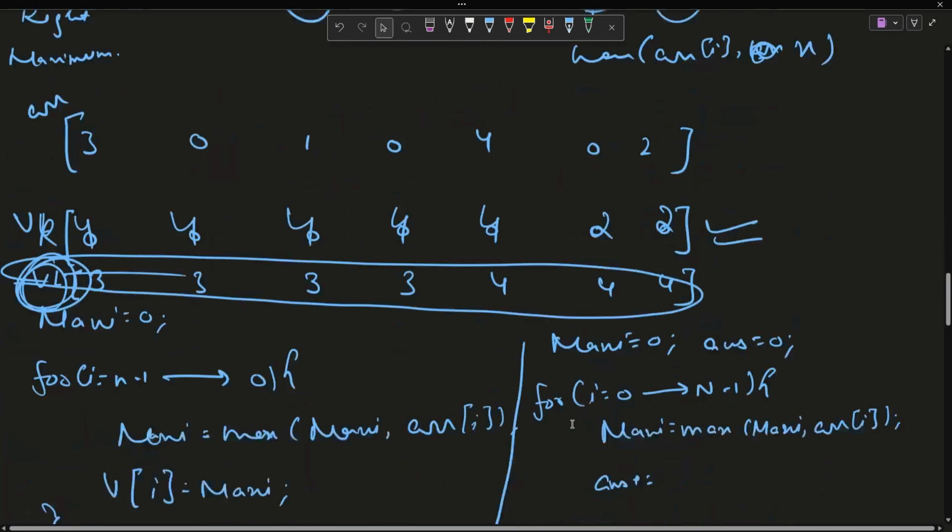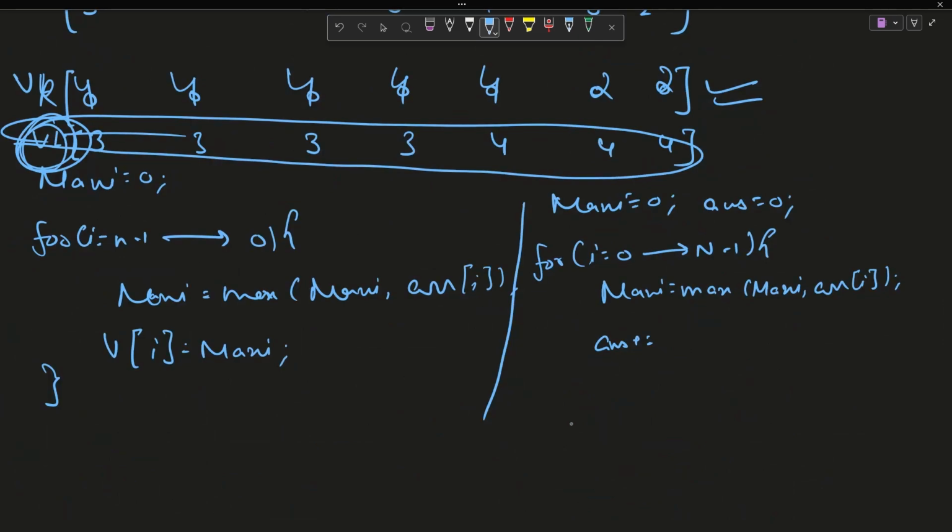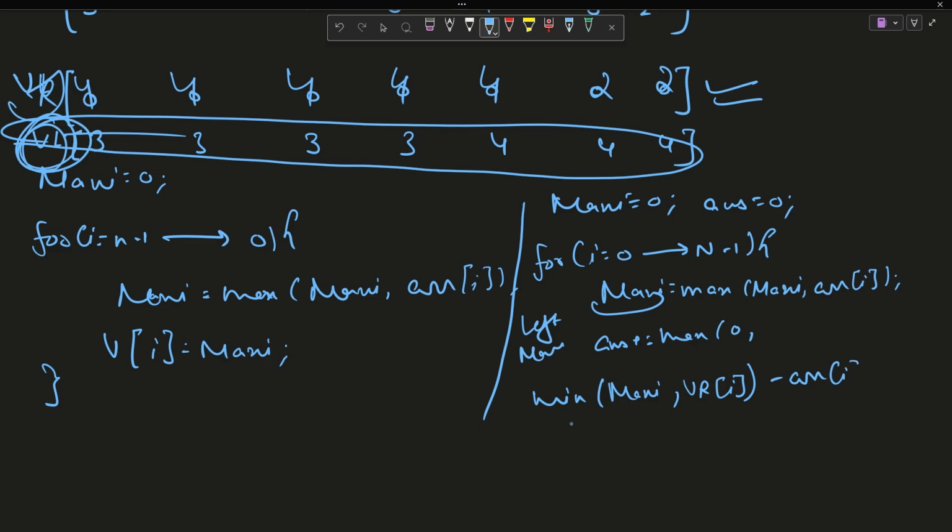Right? Answer plus equals maximum of 0 with minimum of maxC, which is storing the left max, and right, that is V[i], maxC comma V[i], minus ARR[i]. As simple as that, guys, as simple as that. And then return your answer, return answer.